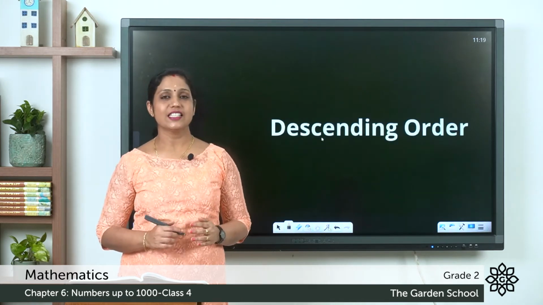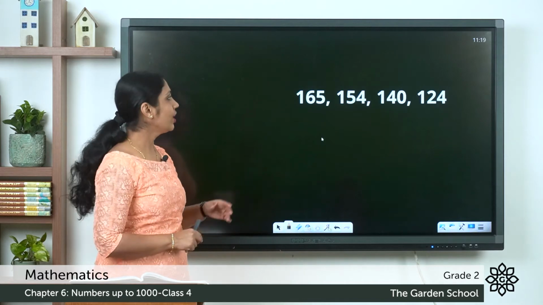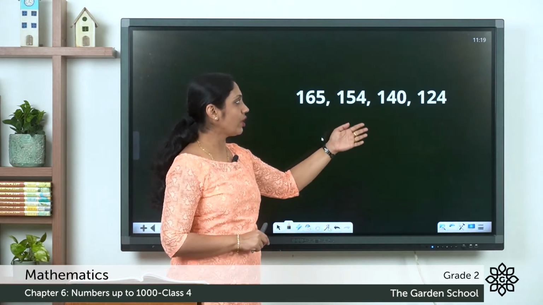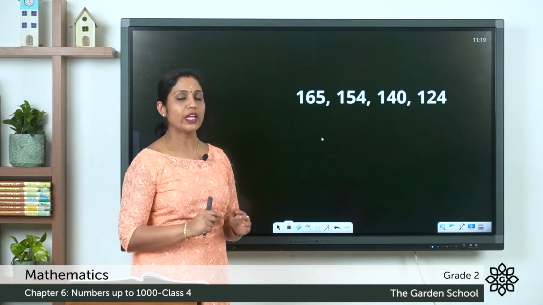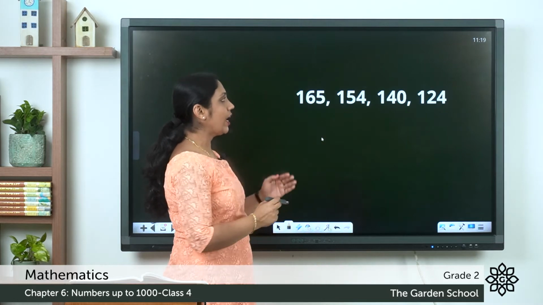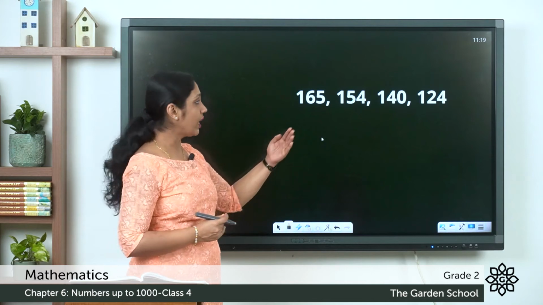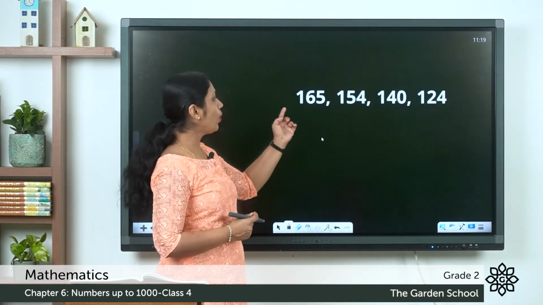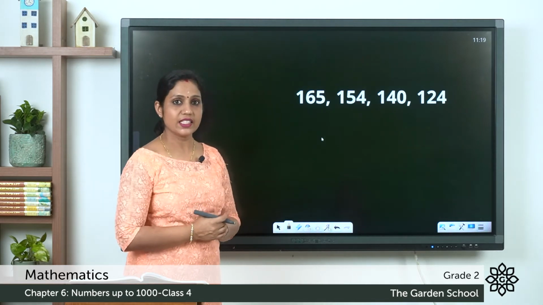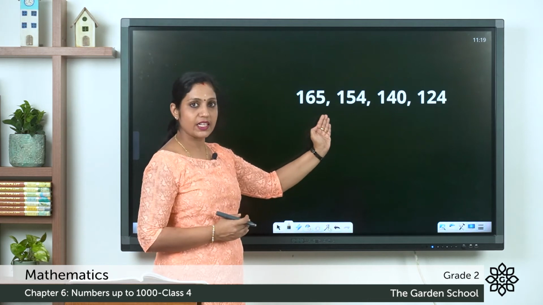Now let's learn descending order. Let's have a look at these numbers. We have 165, 154, 140 and 124. So look at these numbers. The first number is 165 and after that comes 154. So which number is greater? Is 154 greater or 165? Yes, 165 is greater and 154 is smaller than 165.